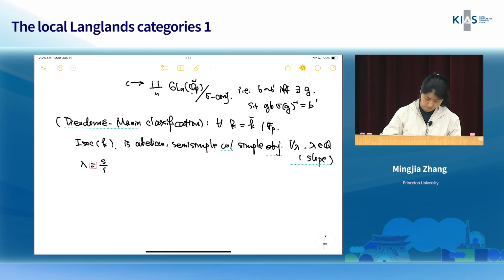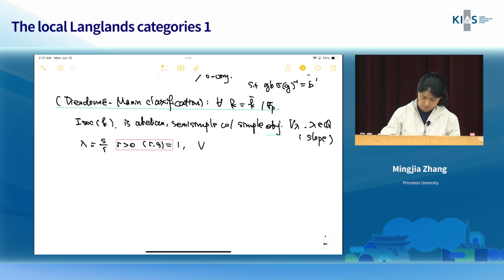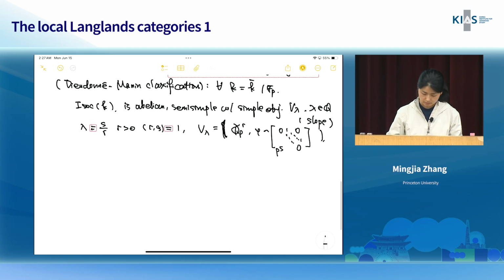Where if you fix lambda to be S over R for some coprime integers R and S with R greater than 0, then the simple object V lambda is just the R-dimensional Q_p-breve vector space with the Frobenius given by a matrix of the form zeros everywhere else except for off-diagonals, and then here p to the s. Okay.